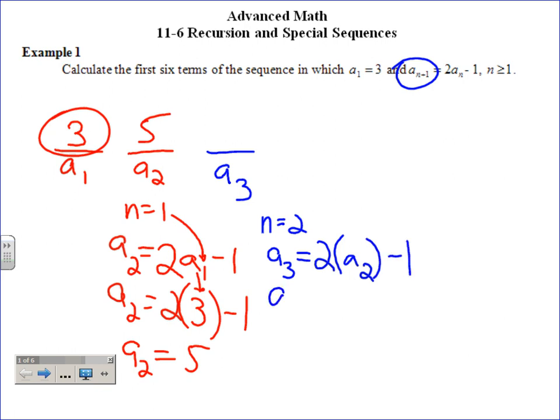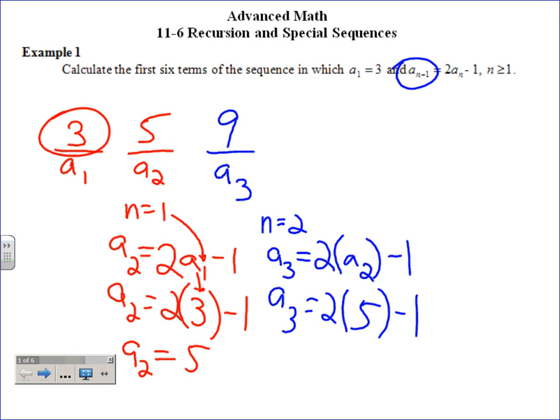So to find a sub 3, I take 2 times whatever a sub 2 is. A sub 2 happens to be 5. So a sub 3 is not 7 like we thought it might be earlier, but it's 9. Do you notice this is neither arithmetic nor geometric? But is there a definite pattern?